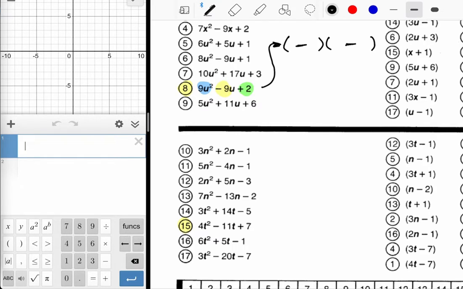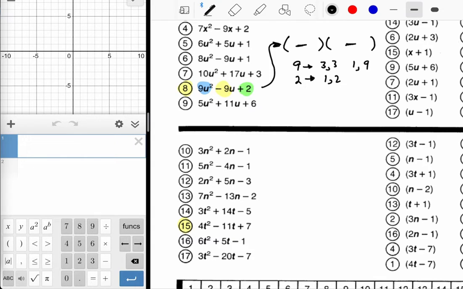All right. Then we're looking for factors of 9u squared. So if I'm looking for factors of 9, we're looking at either 3 and 3 or 1 and 9. For the 2, possibilities are really 2 and 1, 1 and 2. All right, because 2 is a prime number, I'm not worried about any other values there.